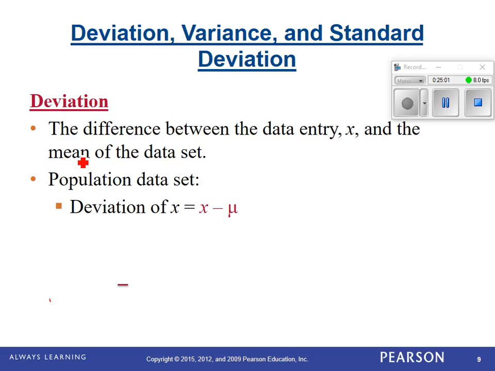For a population data set, to find the deviation of X, we do X, that's your one separate piece of data, minus, what's that symbol again? Mu, which is your mean. Mean of the population. Population mean is mu.